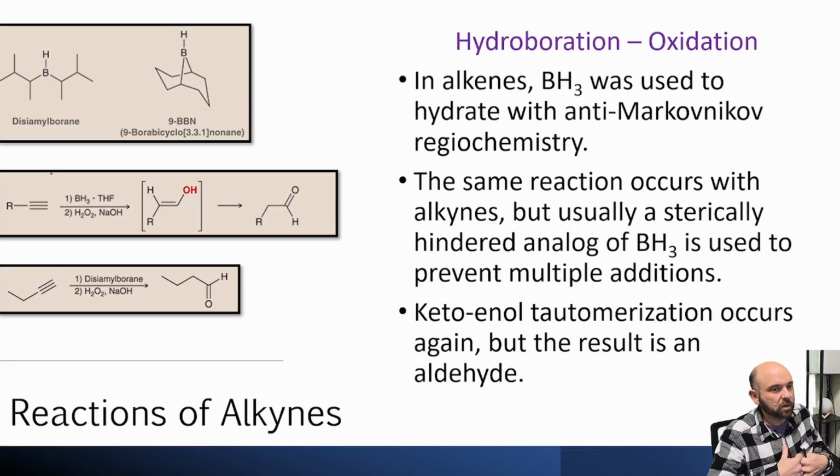And so we don't get multiple additions to that alkyne. You don't get multiple hydroxyl groups on there. The keto-enol tautomerization still occurs. However, when you do this on a terminal alkyne, because it adds on the non-Markovnikov side, the result is an aldehyde instead of a ketone. And so there's not a methyl group on that side. There's only a hydrogen on the end of the molecule now. And that's the difference between the sulfuric acid hydration versus the hydroboration hydration.